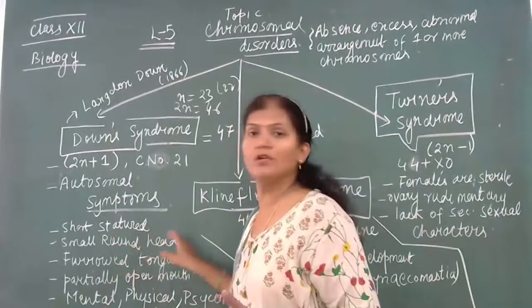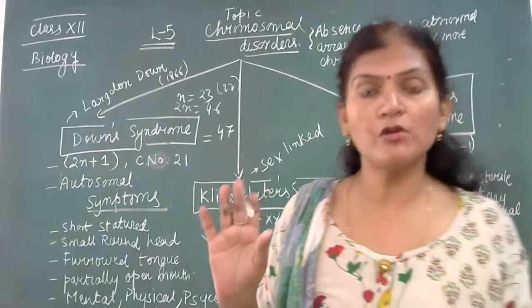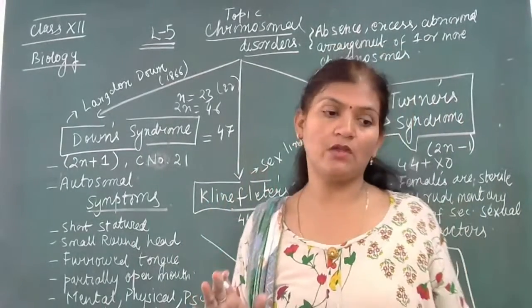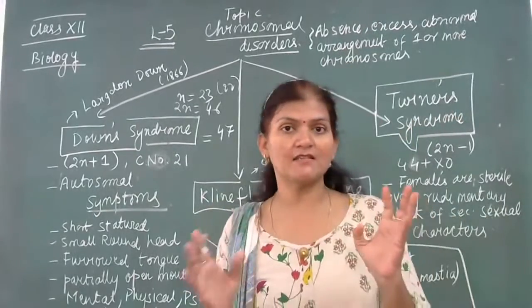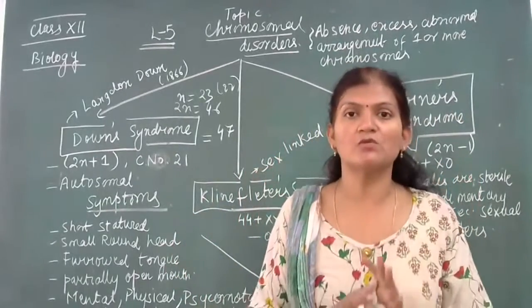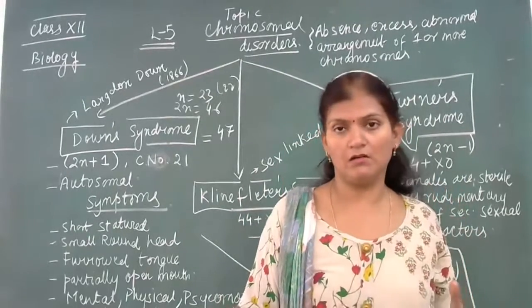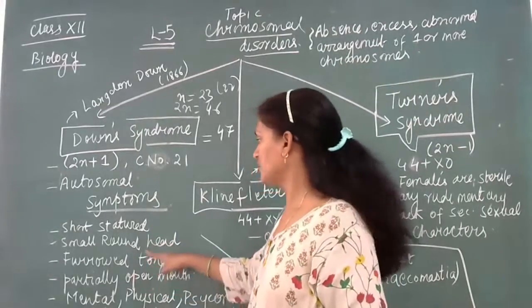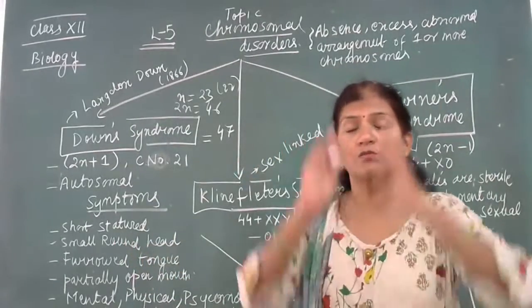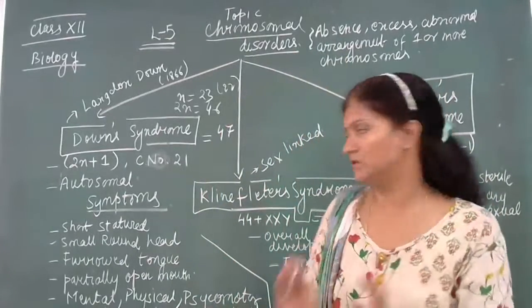Then small rounded head. If you see, it is figure 5.16 in your NCERT. Okay, so there are clear cut characteristics of a particular child who is suffering from Down syndrome drawn there. So there you can see that the child is short, with a small rounded head. The head is round, and the head is small also.